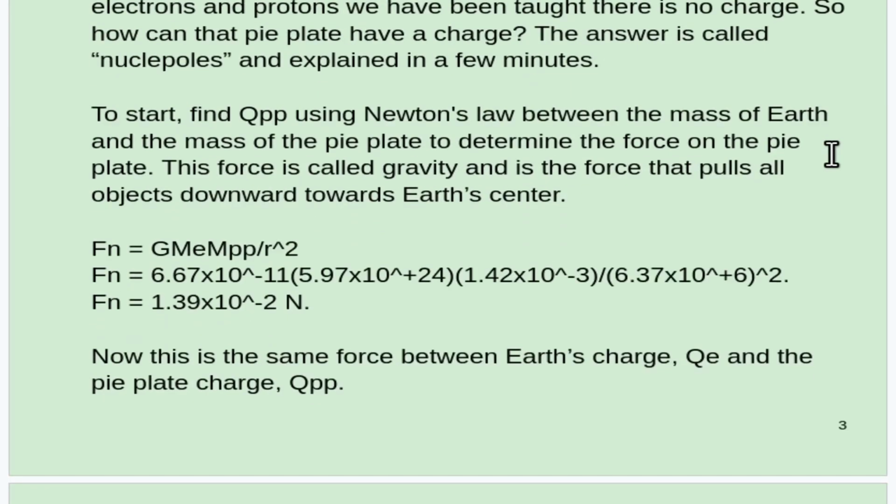To start, find the pie plate charge using Newton's law between Earth's mass and the mass of the pie plate to determine the force on the pie plate. This force is called gravity and is the force that pulls all objects downward toward Earth's center.